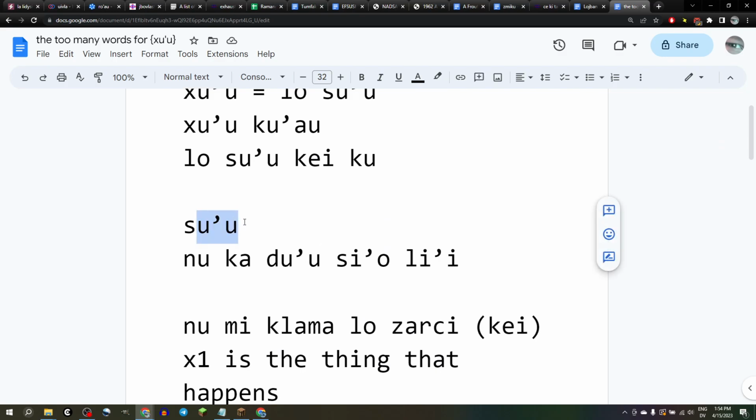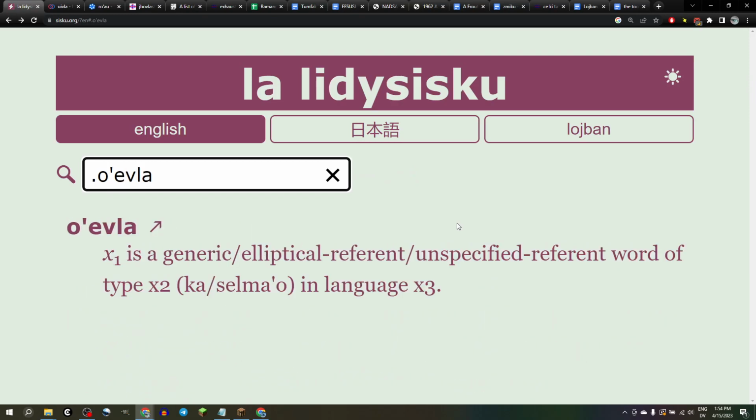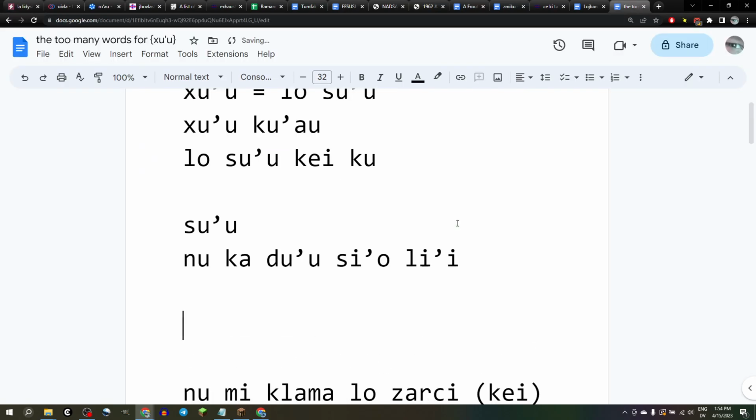And these are all traditionally, I didn't make this up, this is the traditional idea, that xu'u is the generic. In Lojban we have generics for everything. They're called ohevla. That's the Lojban term for a generic word. Ohevla is not an ohevla because it refers specifically to ohevla. But ohevla are words that are vague. Like shohe is the vague verb. It just means to something. And the vague noun is zohe.